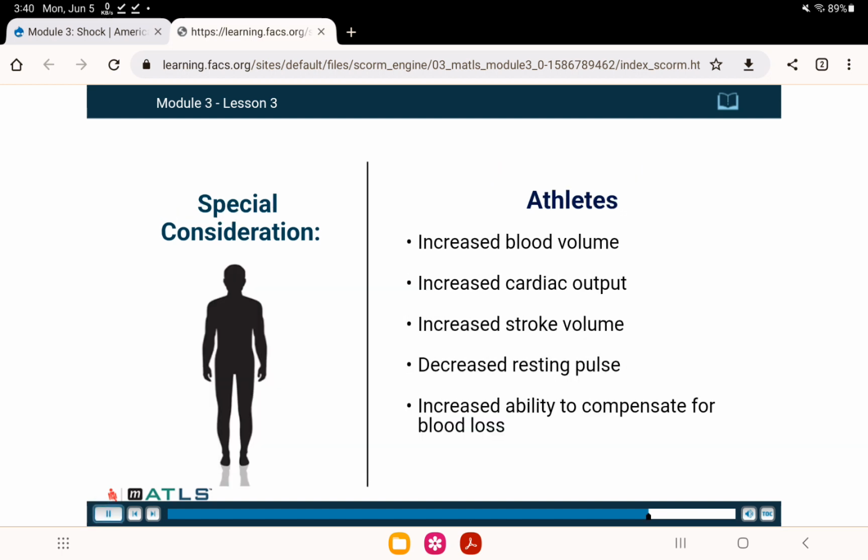Rigorous athletic training routines change the cardiovascular dynamics of this group of patients, affecting blood volume, cardiac output, stroke volume, and resting pulse. Highly trained athletes' bodies have a remarkable ability to compensate for blood loss, and they may not manifest the usual responses to hypovolemia, even with significant blood loss. An athlete with a heart rate of less than 100 beats per minute may still have a relative tachycardia.